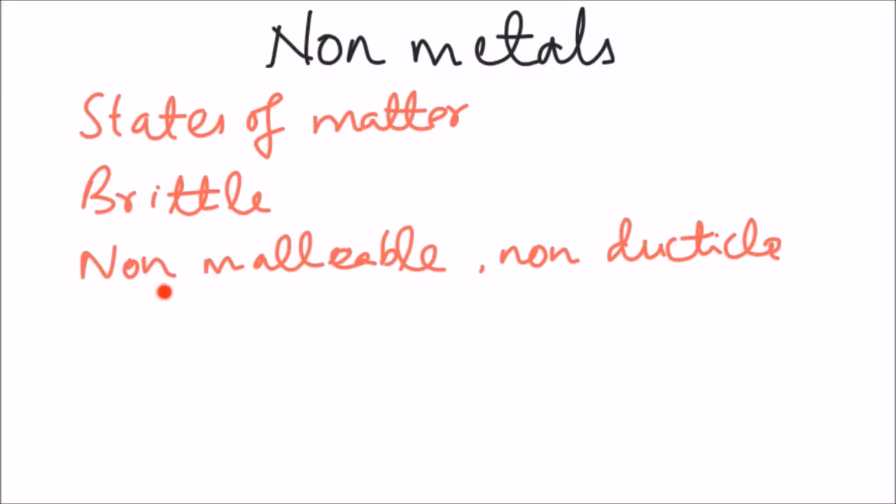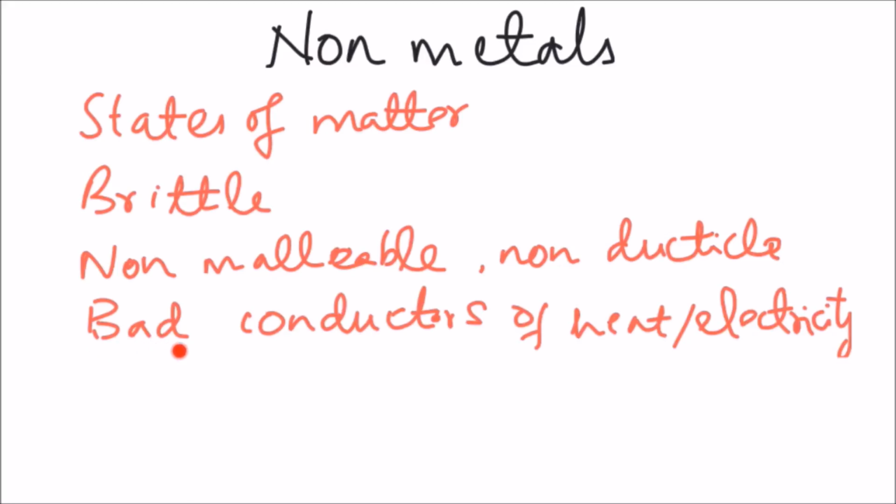Nonmetals are non-malleable and non-ductile, and also they cannot be made into thin sheets, nor can they be drawn into thin wires. Nonmetals are bad conductors of heat and electricity. They do not pass heat or current and hence are used as insulators.